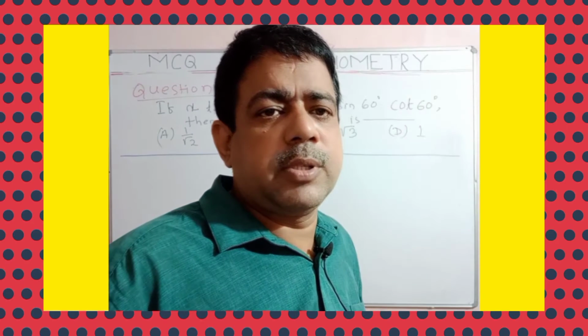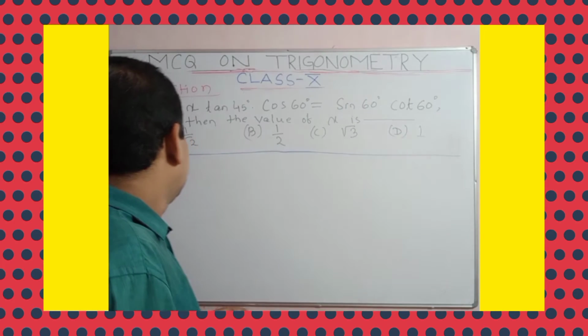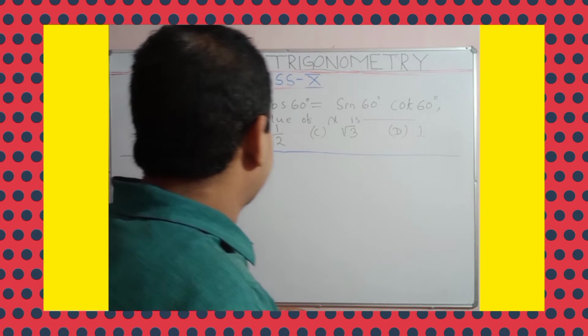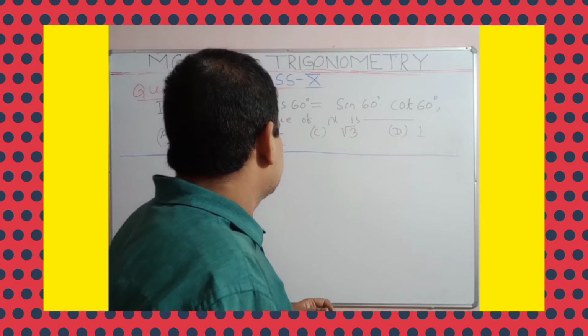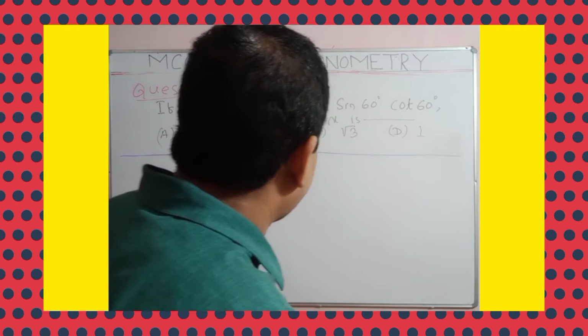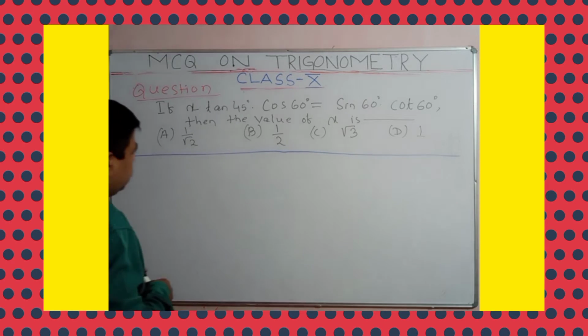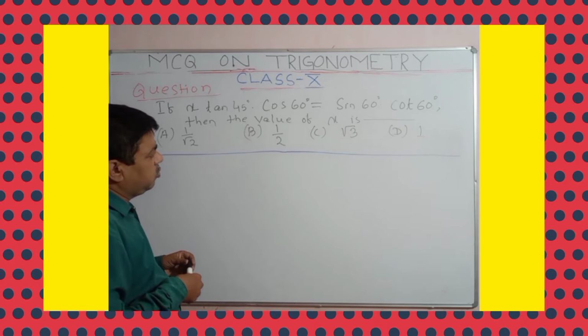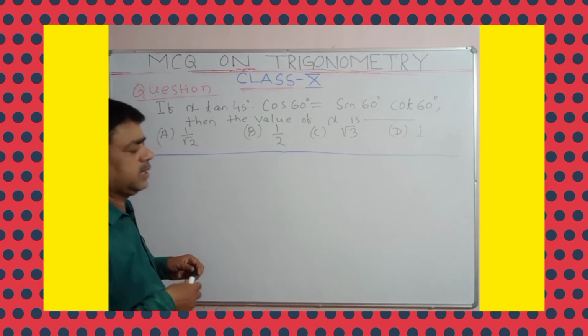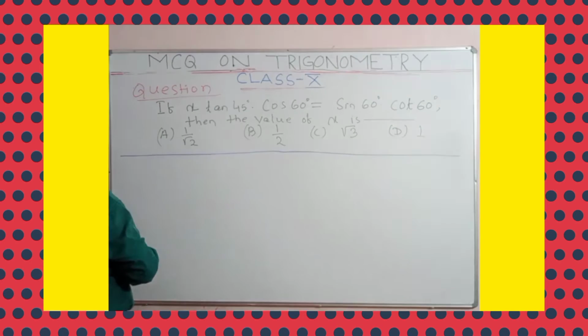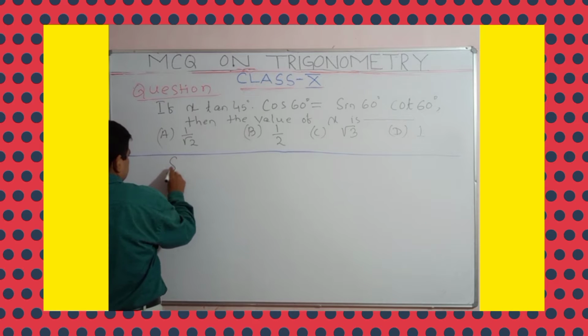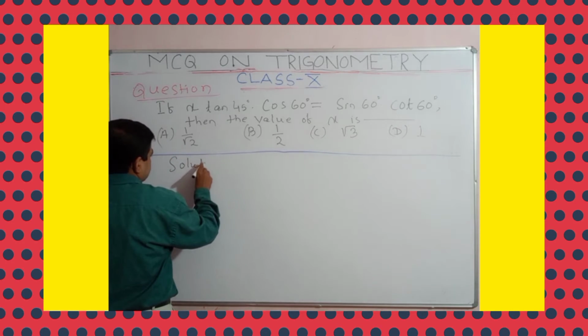Okay, my next question is: if x tan 45 degree into cos 60 degree is equal to sin 60 degree into cos 60 degree, then the value of x is option A 1 upon root 2, option B 1 by 2, option C root 3, option D 1. Okay, understand? Is it clear? So you have to find out the value of x.